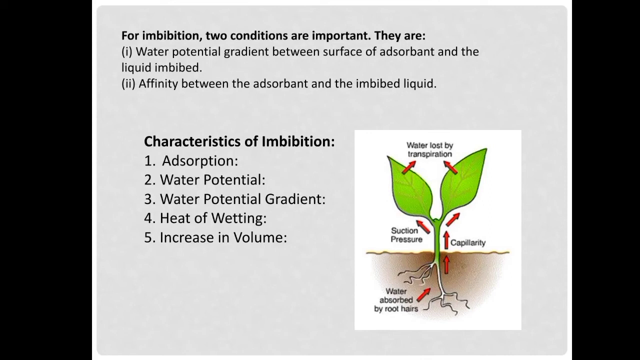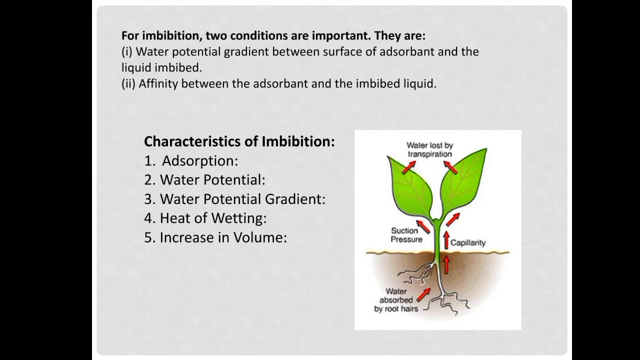And then third one, water potential gradient. So what is this? When a dry imbibient with high negative water potential comes in contact with water, which has the maximum water potential, here a slope of water potential is created and water diffuses rapidly from its higher potential into the imbibient. This is termed as the water potential gradient.